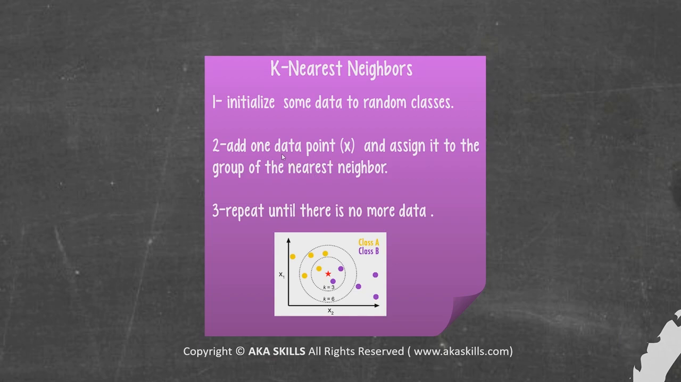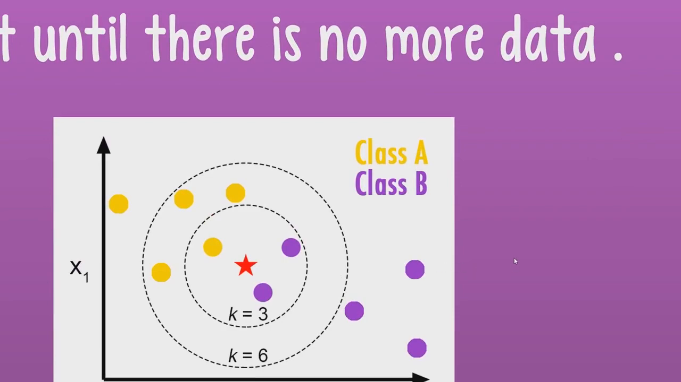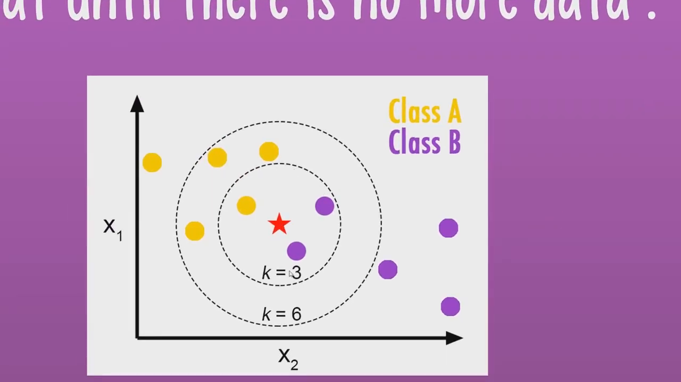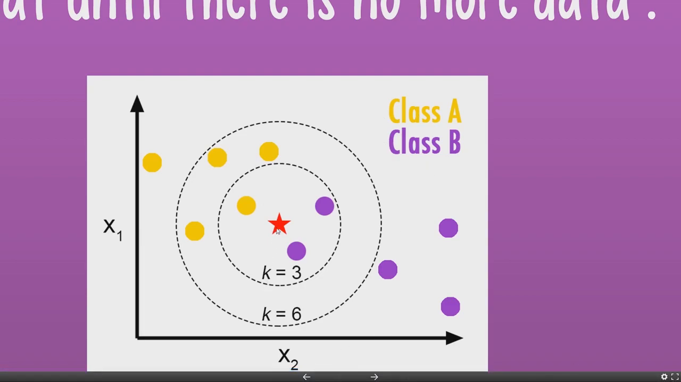Then add one data point x and assign it to the group of the nearest neighbor. Then repeat with all data points. Let's see what we mean by that. Imagine that we have 5 magenta data points and 5 yellow data points, class A and class B. Then we put a new data point, which is this one, the star.